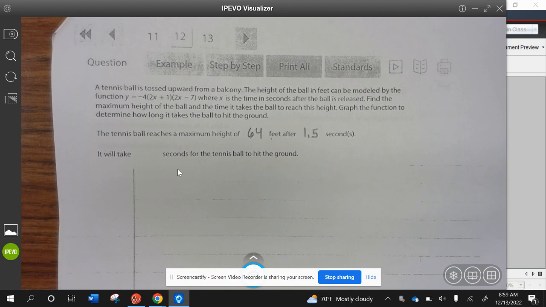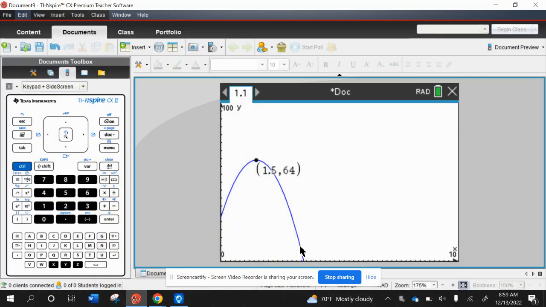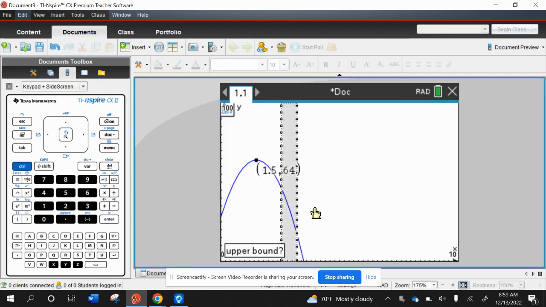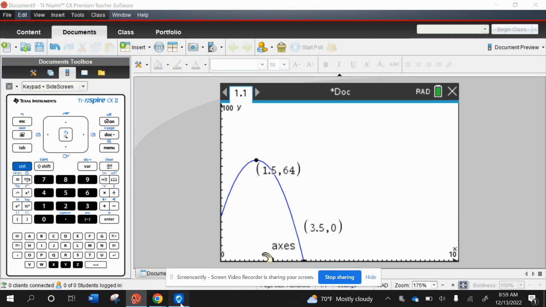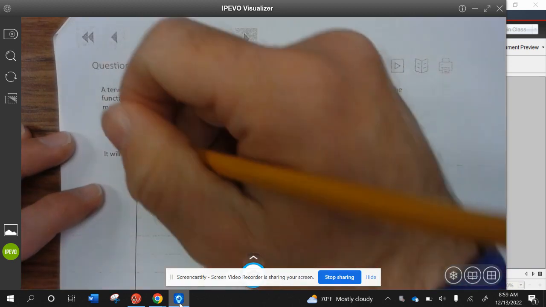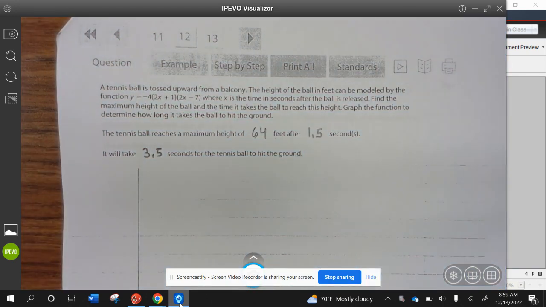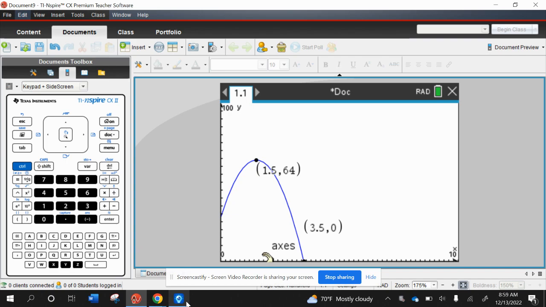Now we want to see when the ball hits the ground. So we're going to go back here, and that's here. So we're going to go to menu, analyze graph. We want 0, click, drag, and so we can see the ball hits the ground in 3.5 seconds. So it will take 3.5 seconds for the tennis ball to hit the ground. All right, let's take a look at the last example.